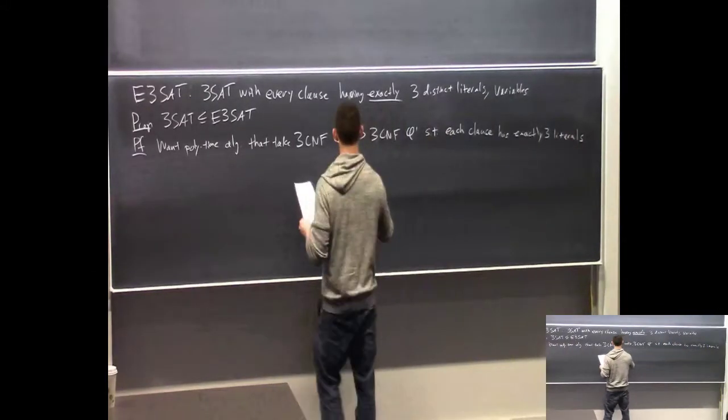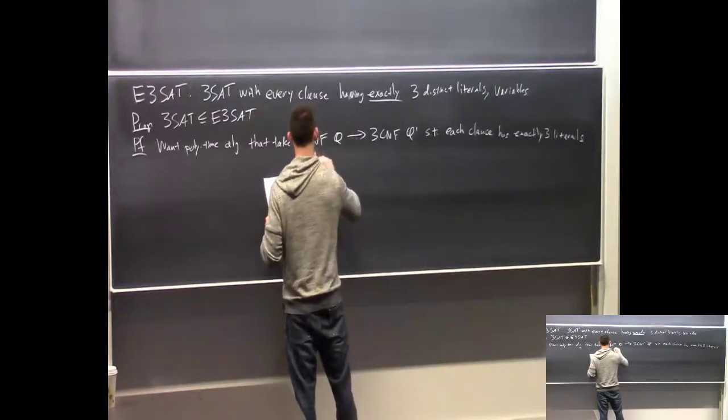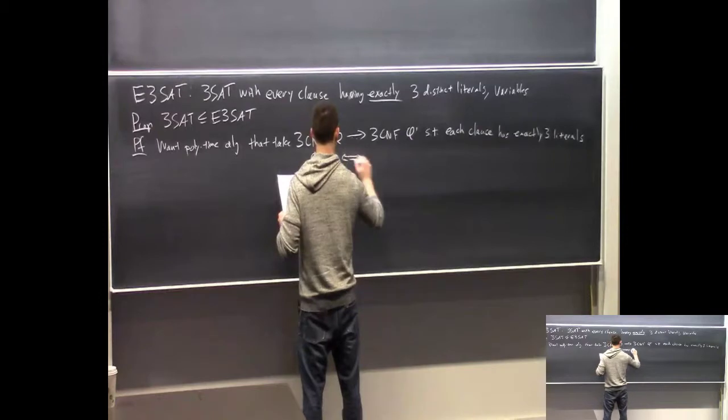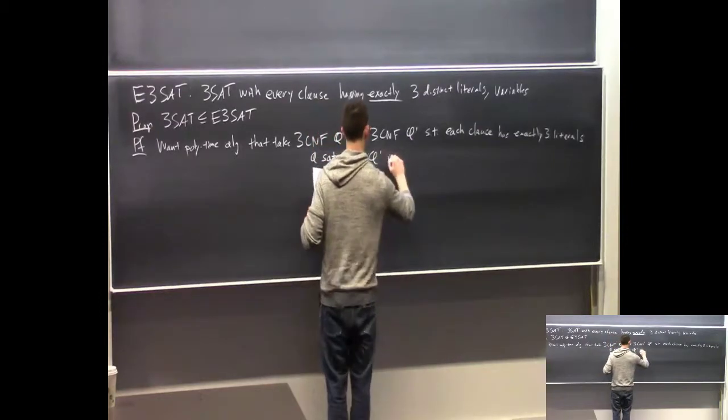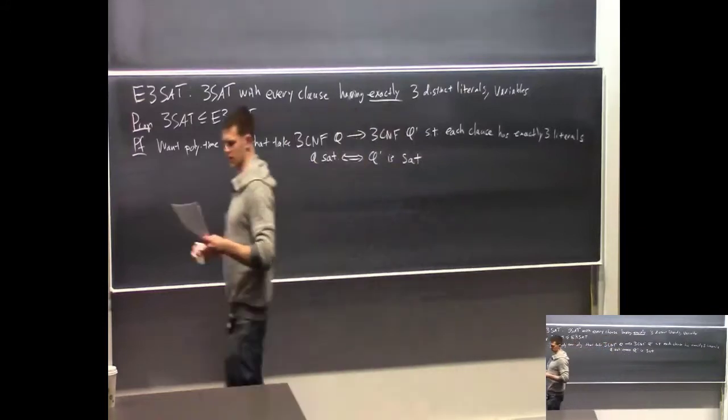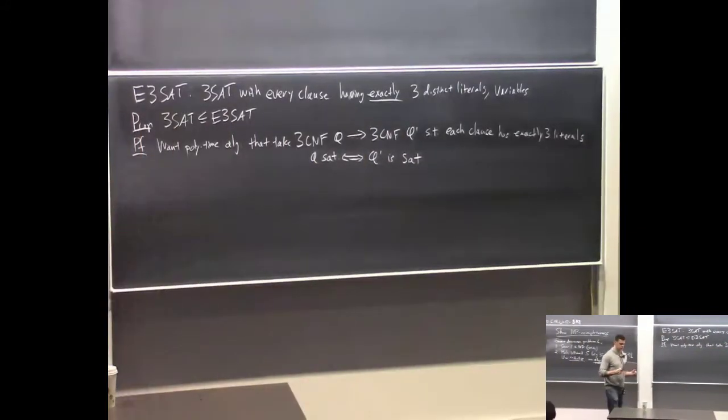And of course, we'd like it to be the case that phi is satisfiable if and only if phi prime is satisfiable. So this is what we need to do to do this proof.